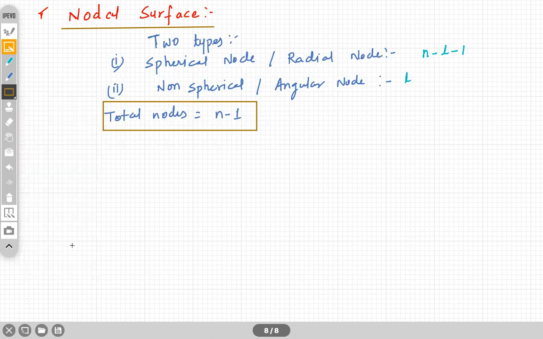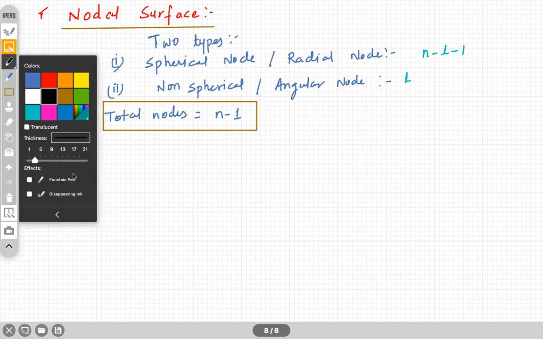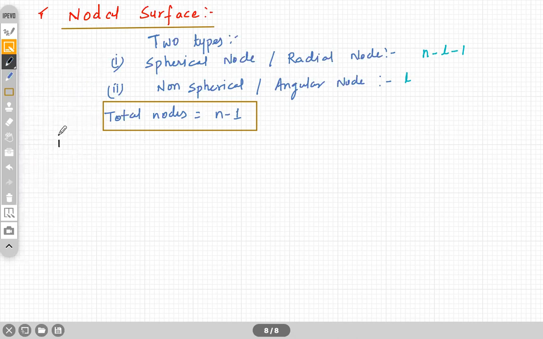We have a graphical representation of this also. How do we represent the graph of it? That is the relation of psi and r, then psi square and r, and then the probability with this. Basically, if I ask you, find out the nodes for 1s orbital.